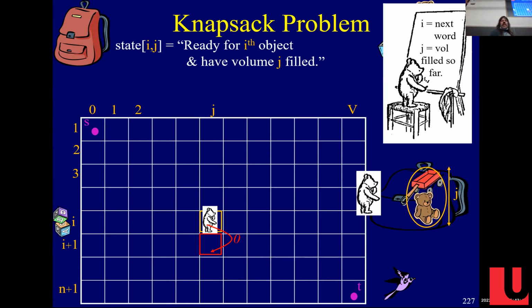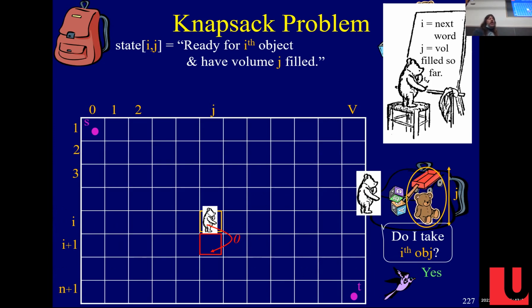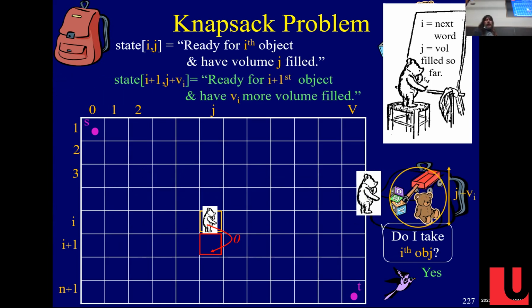All right, so then we're back here. We rolled our time back. The bird says, do I take the object? She says, yes, this time. So where do I go? Well, I put the object in. I've got to go over and down, right? So the volume, I go over from J to J plus v_i.